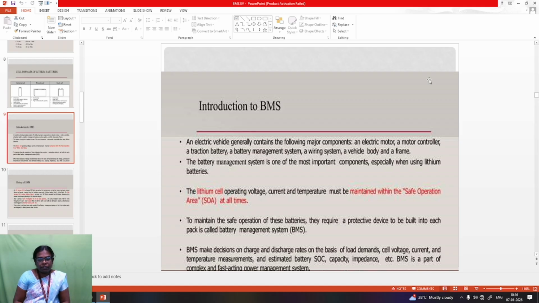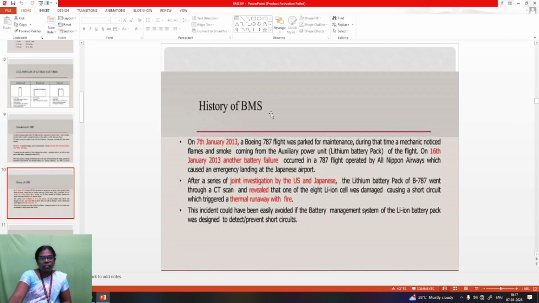The BMS makes decisions on charge and discharge rates on the basis of load demand, cell voltage, current, temperature measurement, and estimates of battery SOC, capacity, impedance, etc. The BMS is a part of a complex and fast acting power management system. So then, why is the BMS coming to the vehicle?